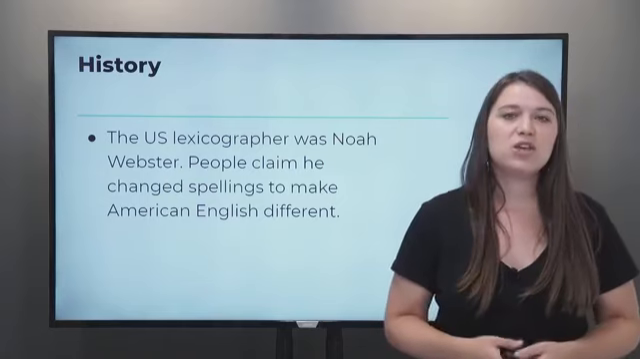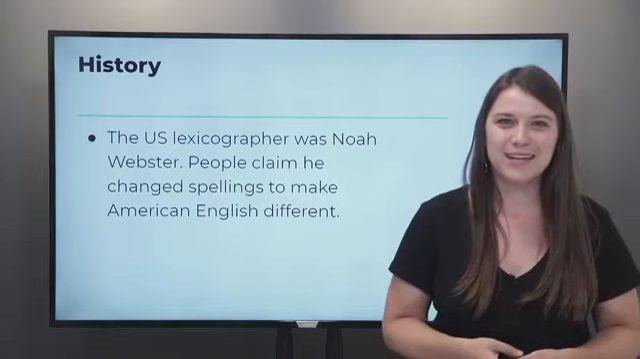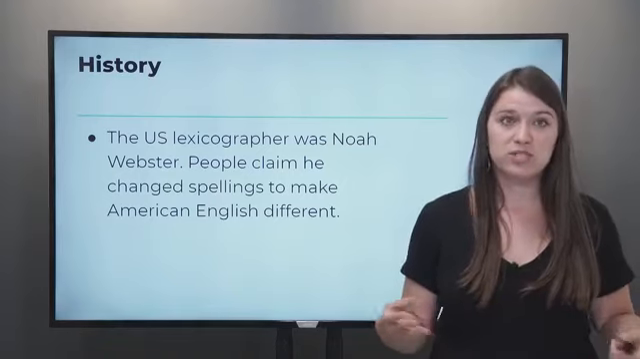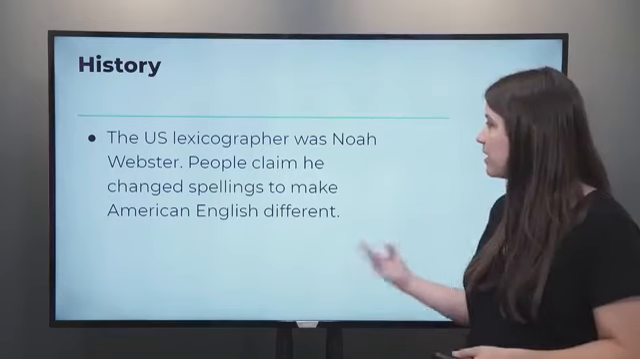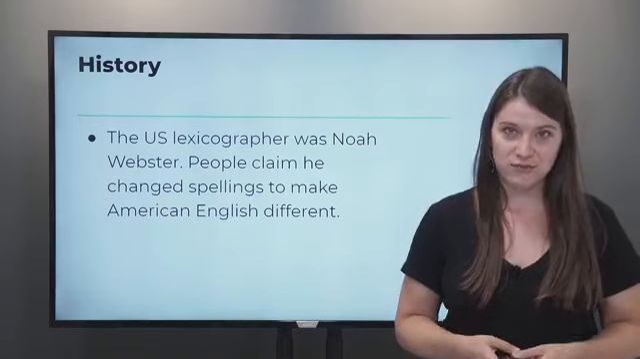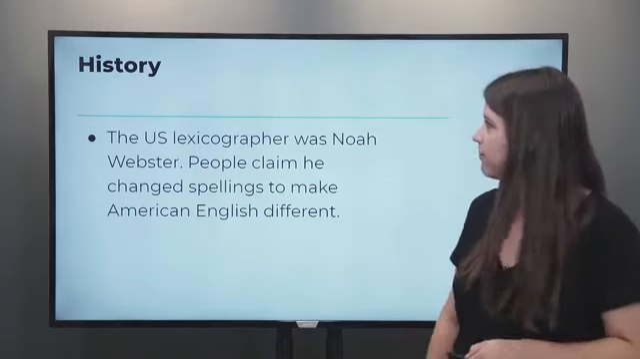And then the US lexicographer, that's a long word, lexicographer, was Noah Webster. And this is where the Webster dictionary comes from. People claim that he changed spellings to make American English different, okay? So let's look at some of these specific differences now.